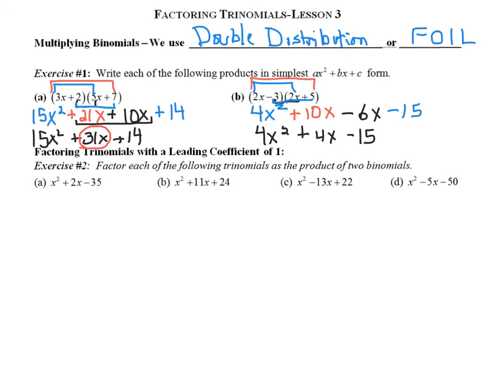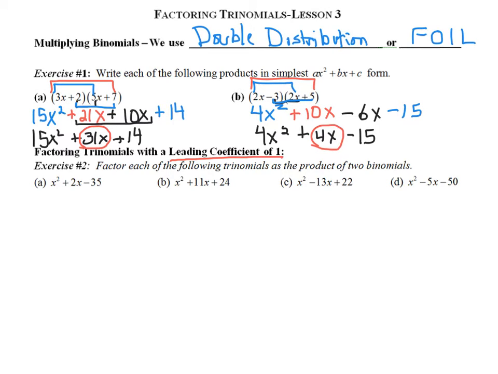So again, we notice that middle term, 4x, came from adding together positive 10x and negative 6x. When we are factoring trinomials, there's going to be 2 different processes that we're going to use depending on whether our leading coefficient is a 1 or a different number. So in exercise number 2, we are specifically looking at trinomials that start with a 1x squared.